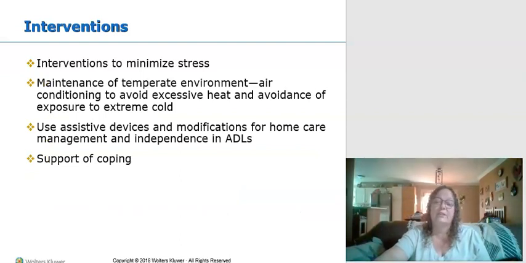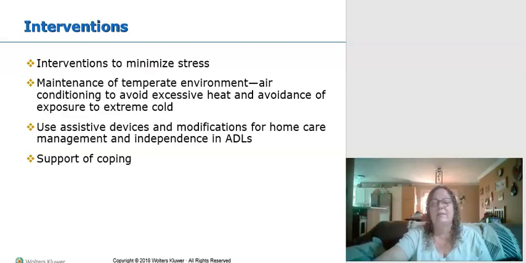We want to use interventions to minimize stress. Stress can be a trigger for a flare-up. We want to try and avoid stress as much as possible. Maintenance of a temperate environment, so air conditioning, to avoid excessive heat and avoid exposure to excessive cold.